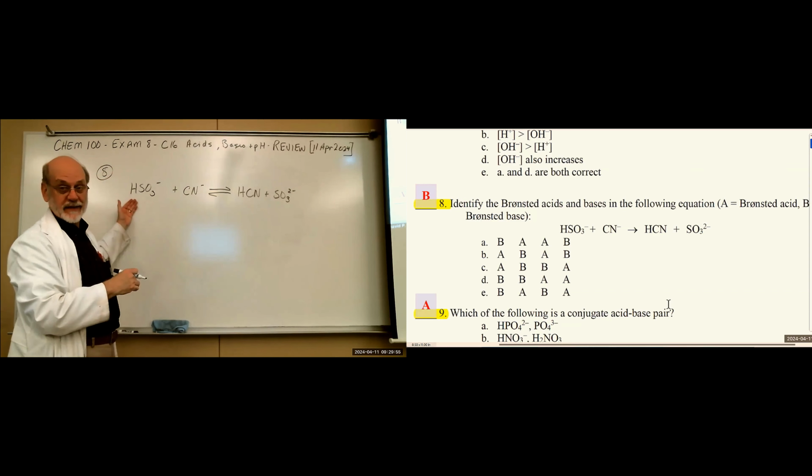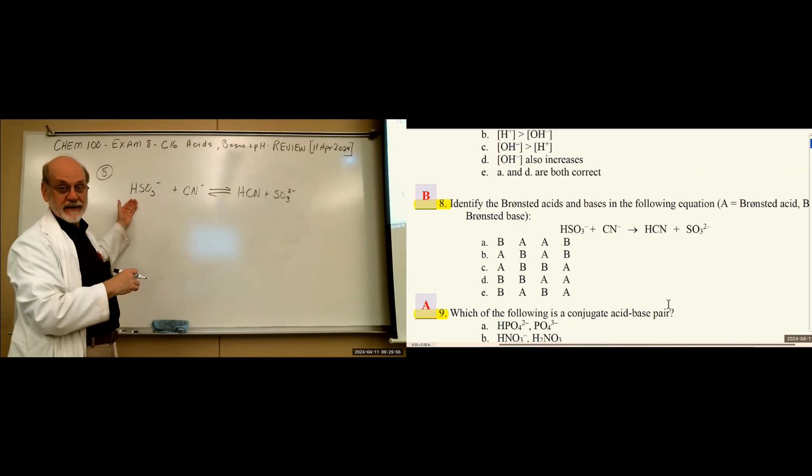10 is a little more involved. Number 10. Because in this case, the question is, which one is not a conjugate acid-base pair? That means we have to look at each one until we find the one that's wrong. So let's see what we got. HCN and CN minus, correct? Yep, that's good. One proton missing, that part's the same. That's an acid-base pair.